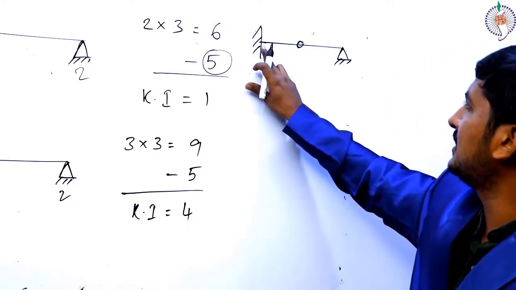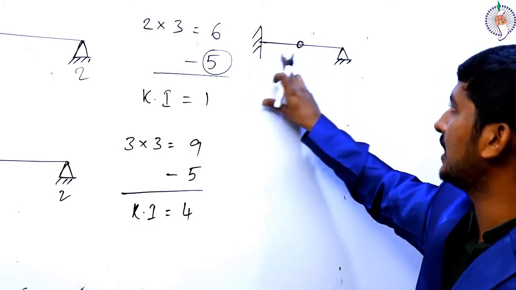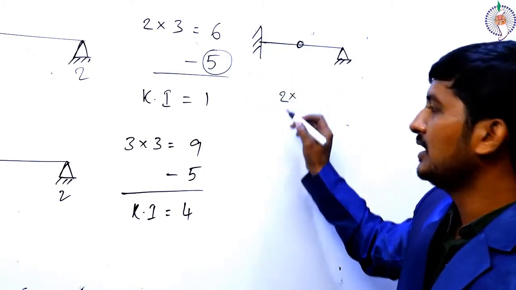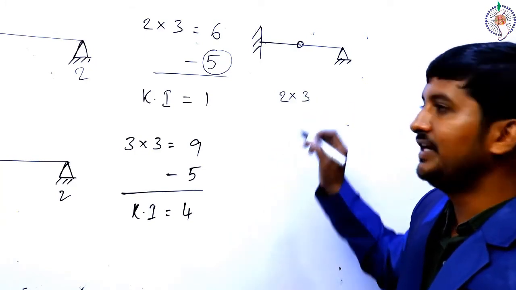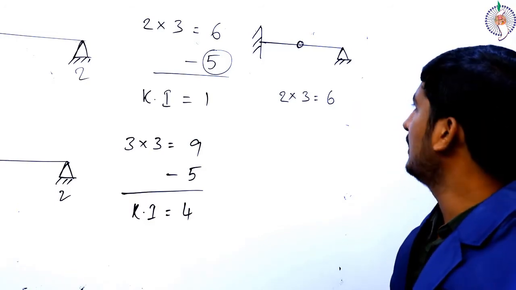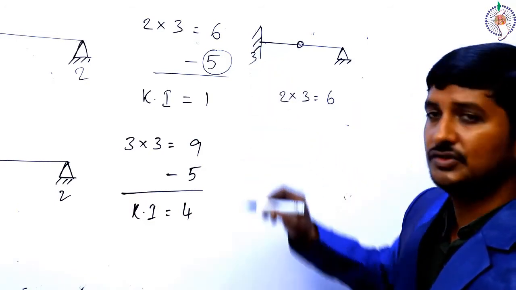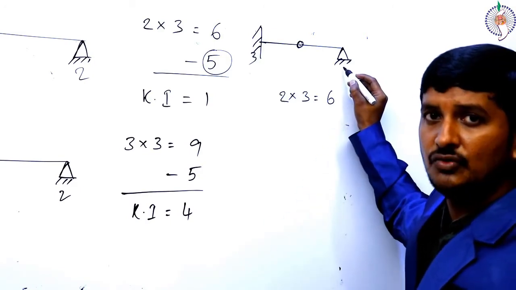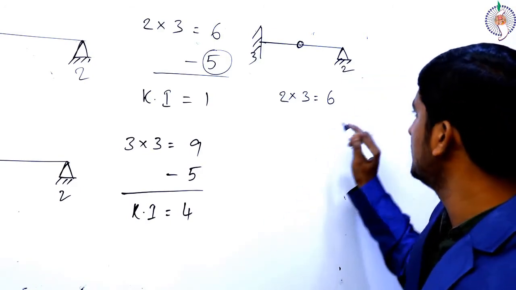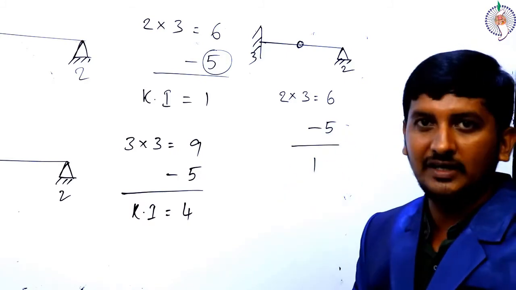Right. Consider these as joints. Don't read this. Consider these as joints. So there are totally 2 joints. Each joint will have 3 degrees of freedom. So 6 degrees of freedom. Okay. Here at the fixed end, we are going to lose 3 degrees of freedom. At the hinged end, we are going to lose 2 degrees of freedom. So totally we lost 5 degrees of freedom. We are left with 1 degree of freedom.